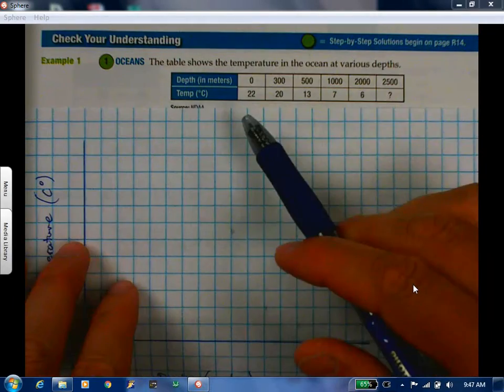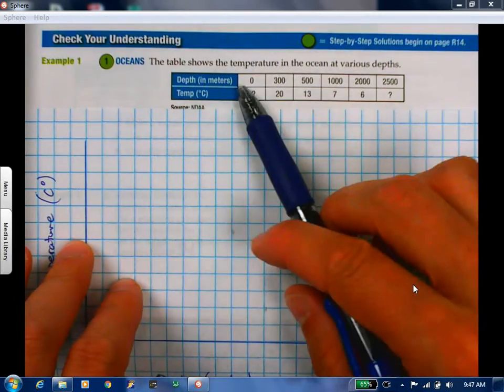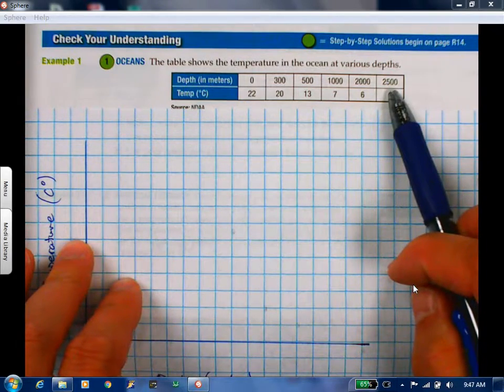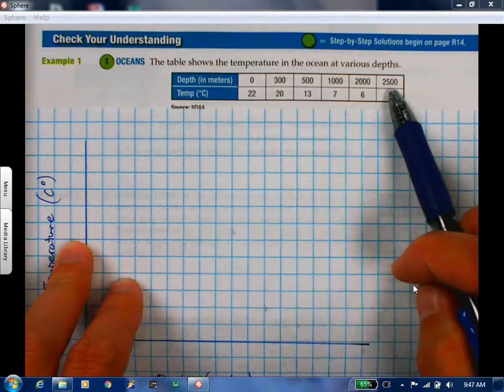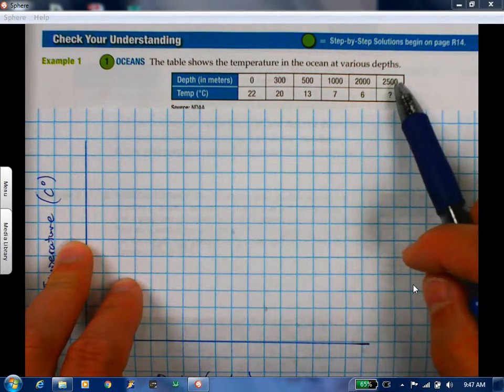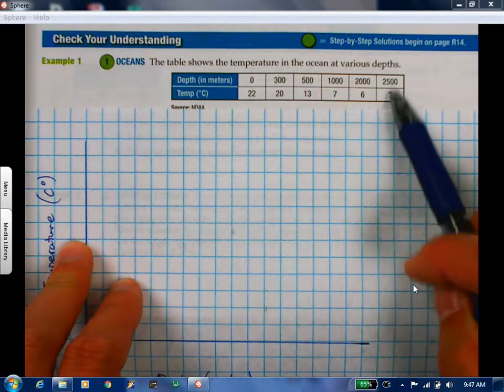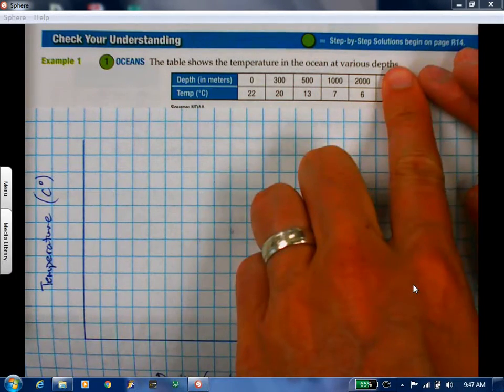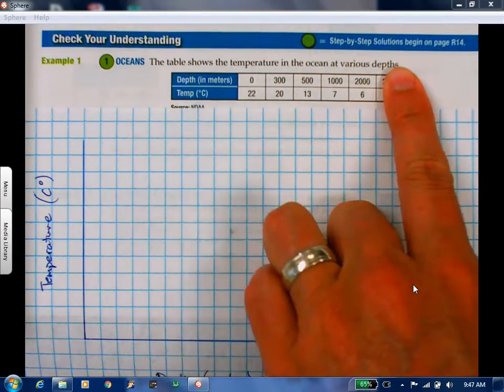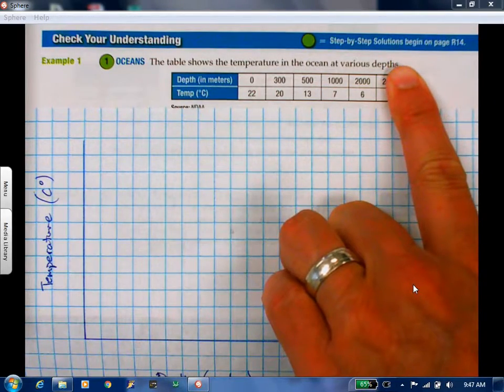So you look at what you're counting by here. Do we have to put 2,500 on here? No. You don't have to have that 2,500, because that's the question mark. So really just looking at those 5 data points. What might we count by there? We have to go from 0 to 2,000.